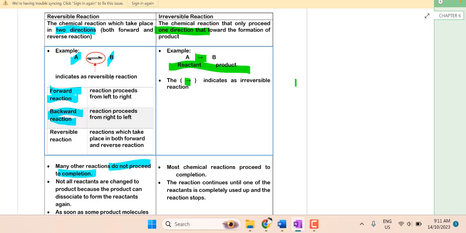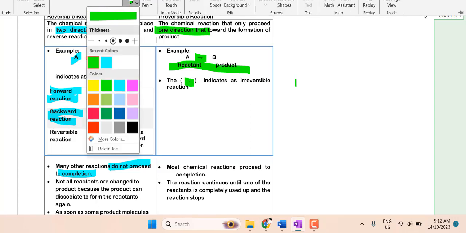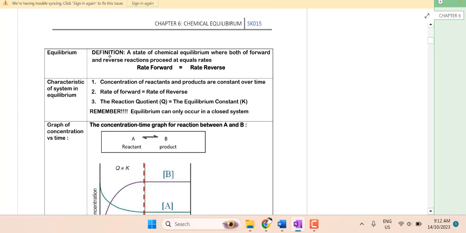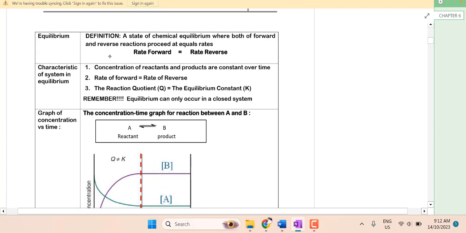We use this arrow to indicate an irreversible reaction. For a reversible reaction, we use this arrow. In this chapter, we will learn about reversible reactions. For a reversible reaction, the reaction will occur until one point in time, when the reaction will proceed to equilibrium.